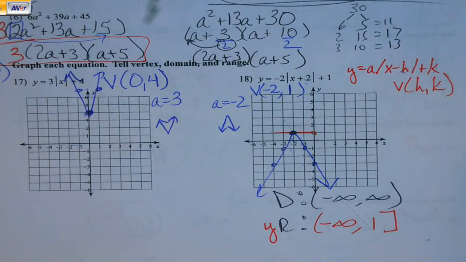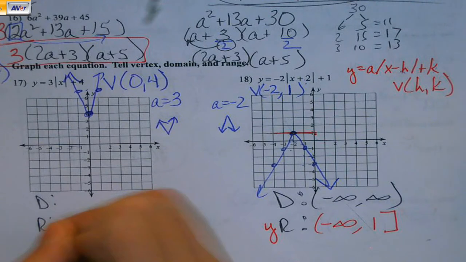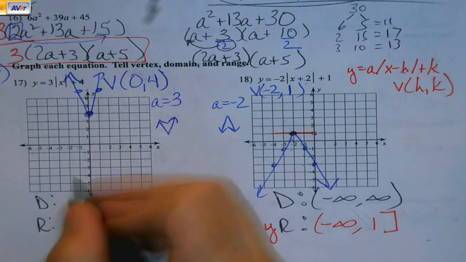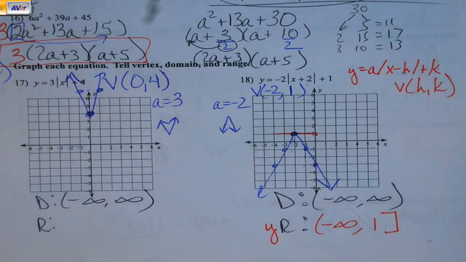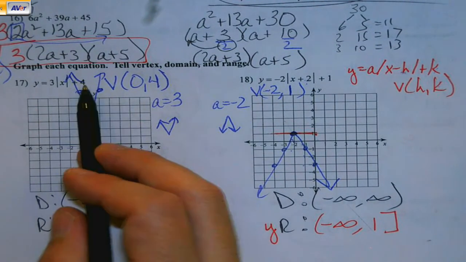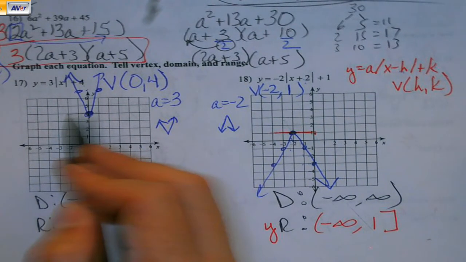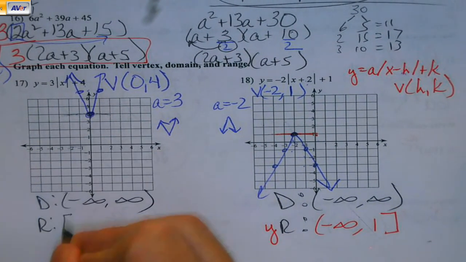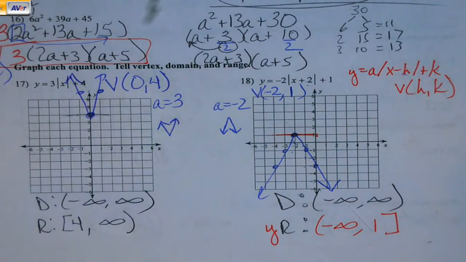But don't just stop there. Don't be content to just give yourself a pat on the back. Remember with these, domain's the easy part. Always infinite. Range is going to go along with whatever your up or down shift is. So here, my bottom is at 4, and it goes up forever, because we go bottom to top with those.